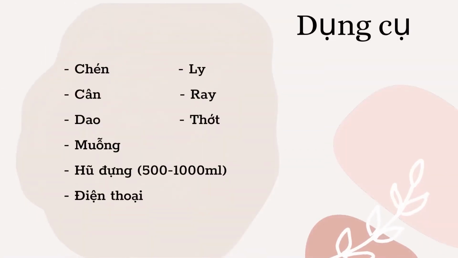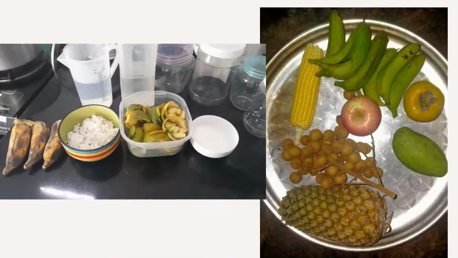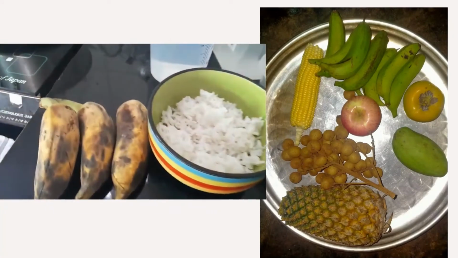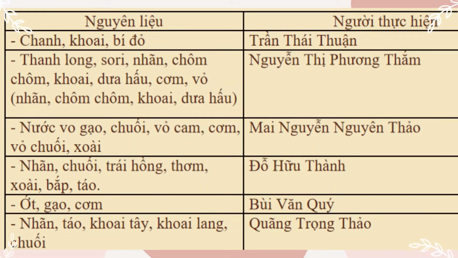Tools: bowl, scale, knife, jar, spoon, glass, chopping board, smartphone. Materials: dragon fruit, sorai, longan, rambutan, potato, watermelon, rice, peel, apple, chili, lemon, pumpkin, rice water, banana, pineapple, persimmon.